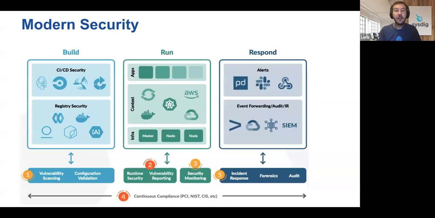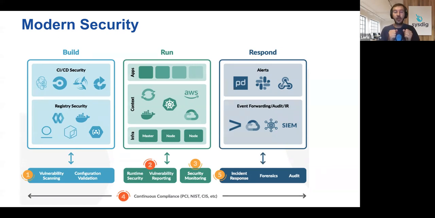Well, I argue it's the opposite. Containers and Kubernetes are more secure, for sure. They're way more secure. It's a matter of managing the complexity, managing the different pieces and components that I was mentioning before, and architecting them together in a stack that covers the life cycle.